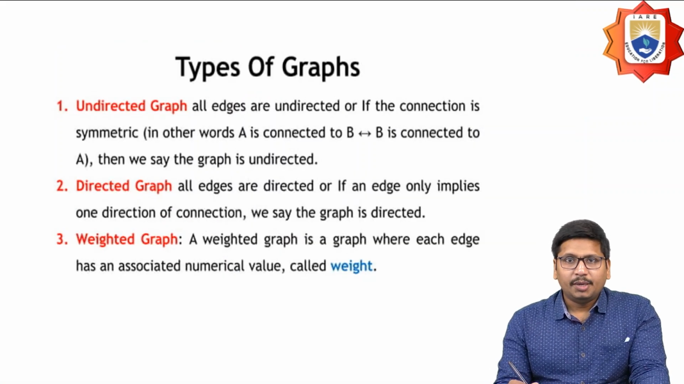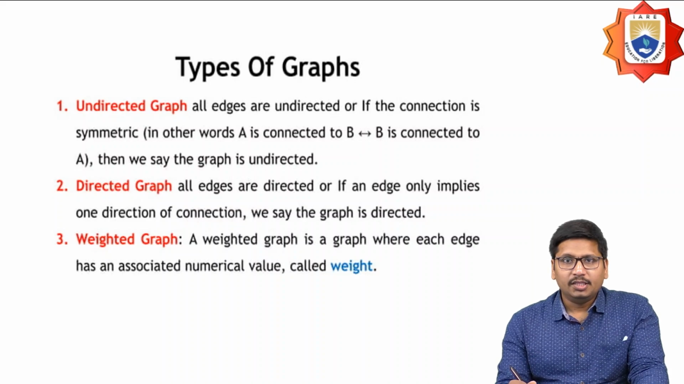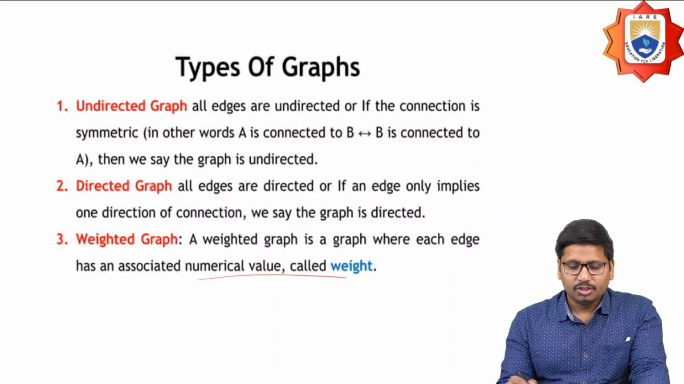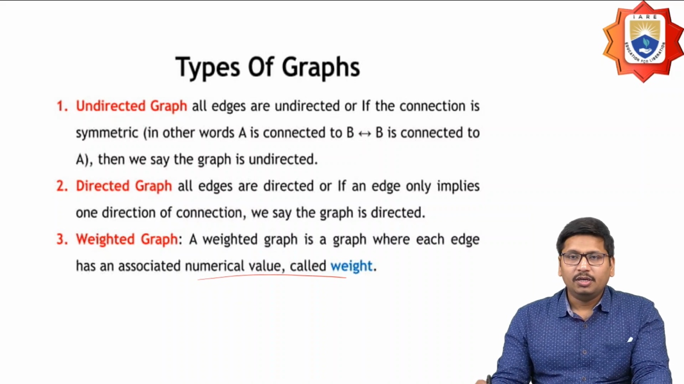So when it comes to the types of graphs, just now I discussed the undirected graph. All the edges are undirected, and if there is a connection, it should be treated as symmetric. When we say the graph is undirected, directed means all the edges are directed, where an edge implies only one direction of the connection. And a weighted graph is a graph where each edge is associated with a numerical value called weight here.